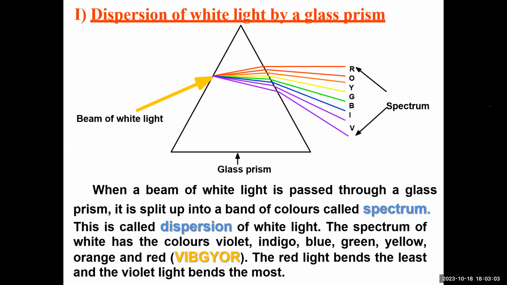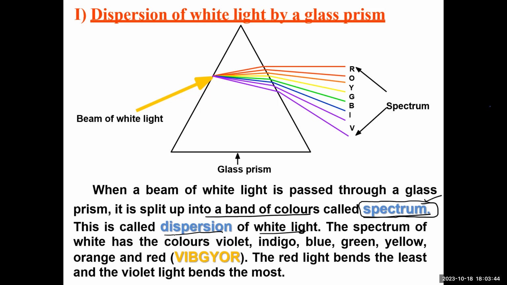So now, when a beam of light is passed through a glass prism, it is split up into a band of colors called a light spectrum. What is a spectrum? A light spectrum is a band of different colors formed whenever white light is split into different colors. This splitting of white light into different colors is called dispersion of white light. It is a splitting of white light into a band of colors, and that band of colors we call a spectrum.